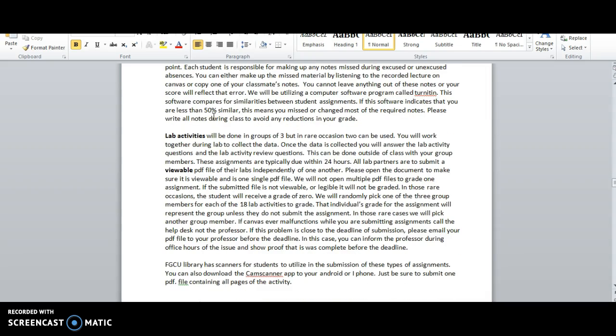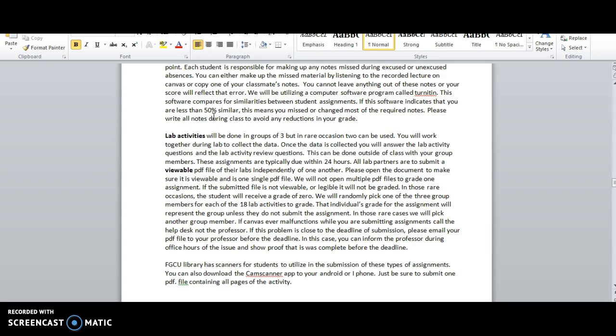The lab activities. You will do the lab activities during lab. You will write it directly on your lab manual. You will tear out the lab sheets. You will scan it on a scanner, turn it into a viewable PDF file, one viewable PDF file, and submit it via Canvas. If you do not have access to a scanner, walk to the library, and they have several scanners that students can use. They also have an individual that will help you use the scanner.